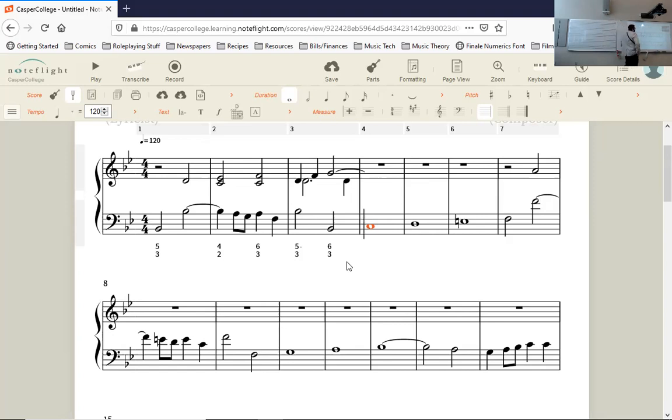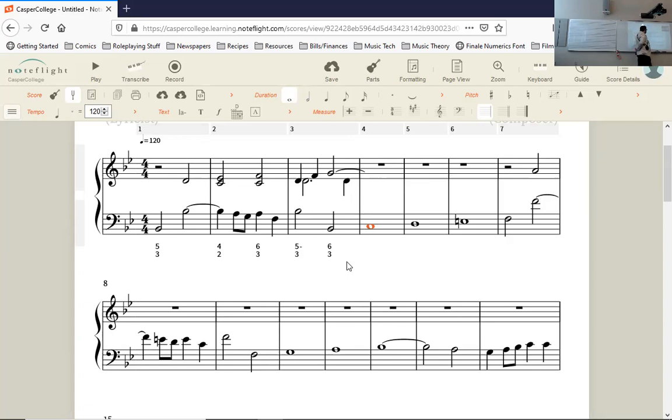If the G ties across, then it's going to be a 5, isn't it? Mm-hmm. Now, look at what the bass is doing. It's going up by step. It's going up scales. Do you know any structures that are good for going up scales?